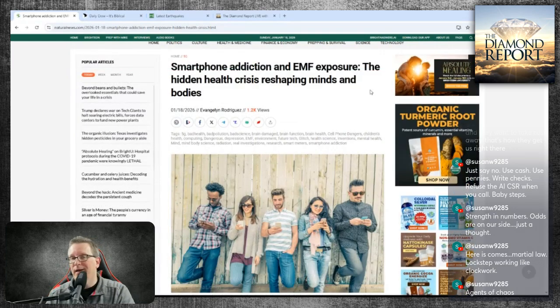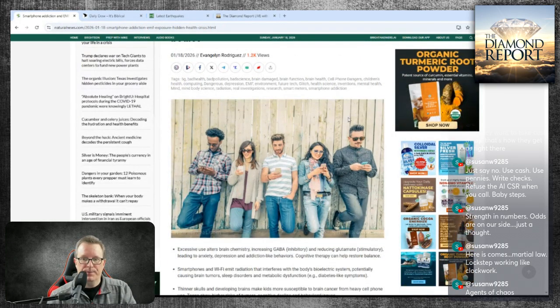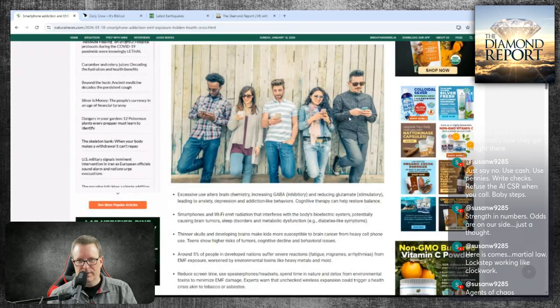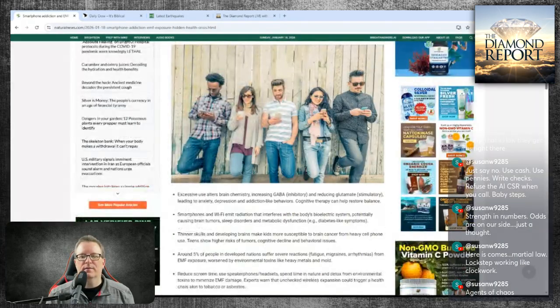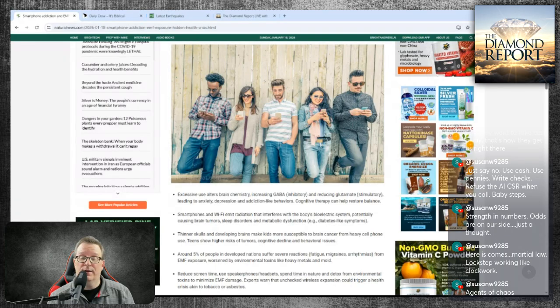Natural News article, Smartphone Addiction and EMF Exposure, the Hidden Health Crisis Reshaping Minds and Bodies. Yeah, this picture is kind of funny because they're all 5 people standing there together. They could be talking to each other, but they're all on their phones. And that is something that we all see all the time. I'm constantly amazed at how people watch television now. They just have the TV on, and they're looking at their phone the entire time. So I'm like, well, are you watching TV or are you just on your phone? And I don't know. It's just interesting. It's such an addictive thing. It's kind of like cocaine addiction, having phones with you all the time.